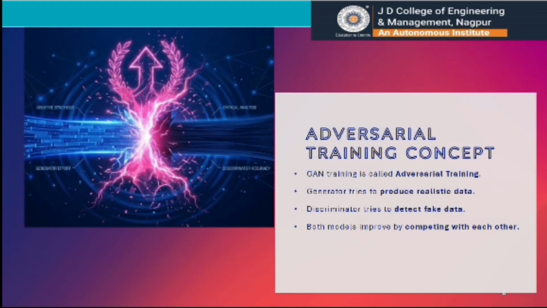Adversarial training concept. So, the process of GANs is called adversarial training. In this process, the generator and discriminator compete against each other. The generator tries to produce realistic data while the discriminator tries to detect fake data. Because of this competition, both models improve over time. This adversarial learning process is the key reason why GANs can generate very realistic outputs.